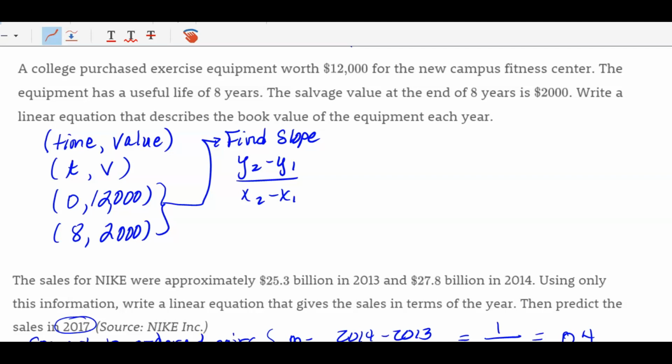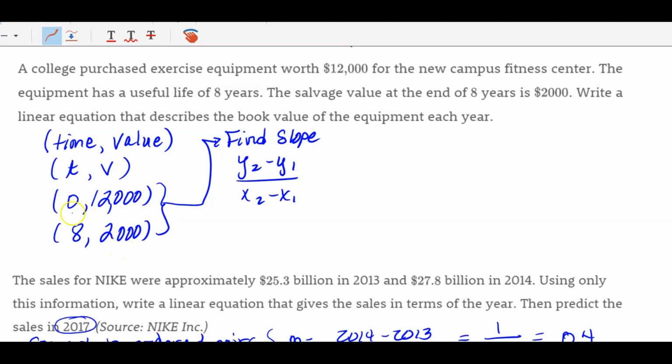It helps with these problems if you create ordered pairs, and you've got to have the ordered pairs in the correct positions. So in looking at this one, time is going to be in our x position and value is going to be in our y position, because we want to know what the value is at a particular time. So we know when 0 time has passed that the equipment is worth $12,000. But after 8 years has passed, time is equal to 8, the equipment is worth $2,000.